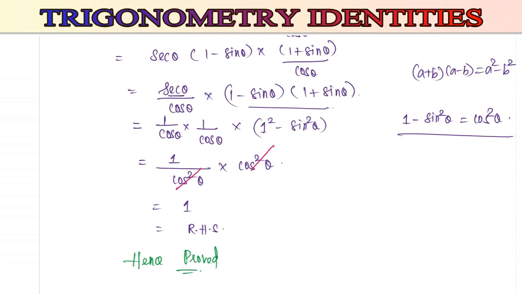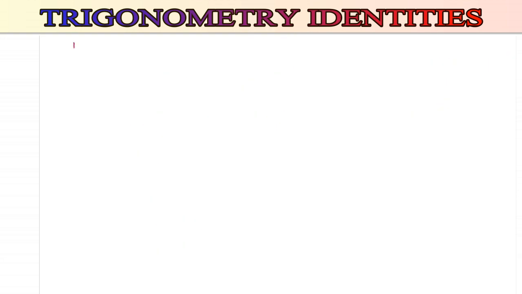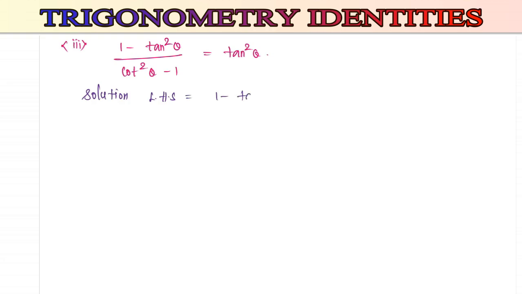Okay, now we'll move to the next one. The third sub question: 1 minus tan square theta divided by cot square theta minus 1 is equal to tan square theta. The solution. I am going to take the LHS part, which is 1 minus tan square theta divided by cot square theta minus 1.